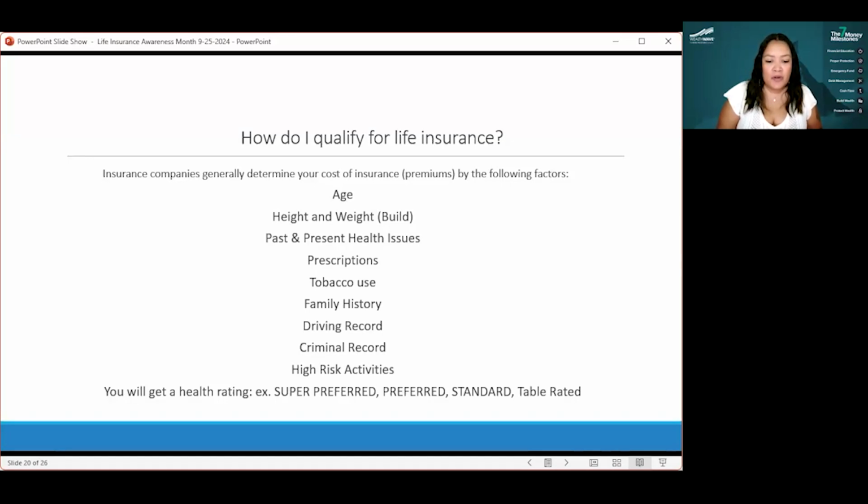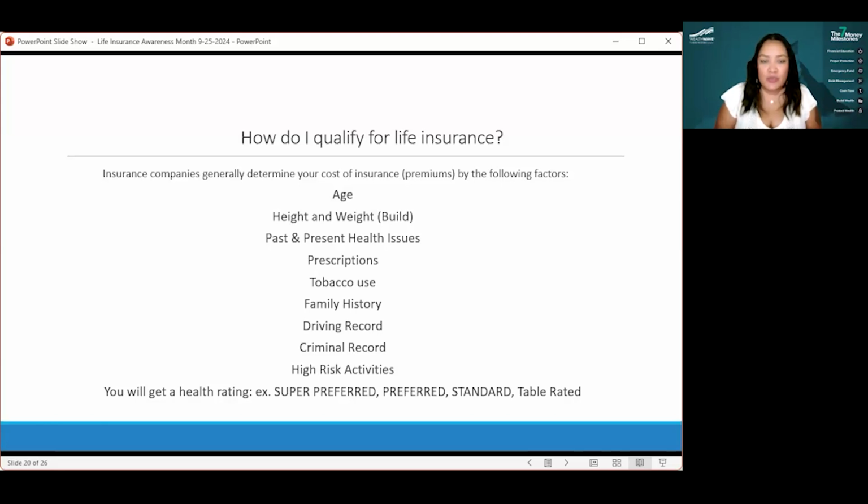It could be super preferred, standard. There are different levels of health rating. Obviously, super preferred means that you're the healthiest. You qualify for the best rate, so your costs will also be the lowest. You could even get table rated. This means you might have some pretty significant health issues, not enough for them to decline you, but they might charge you a little extra for that health issue. So every person is completely different. I would say, for example, I work with over 100 financial and insurance companies, so we can shop around.